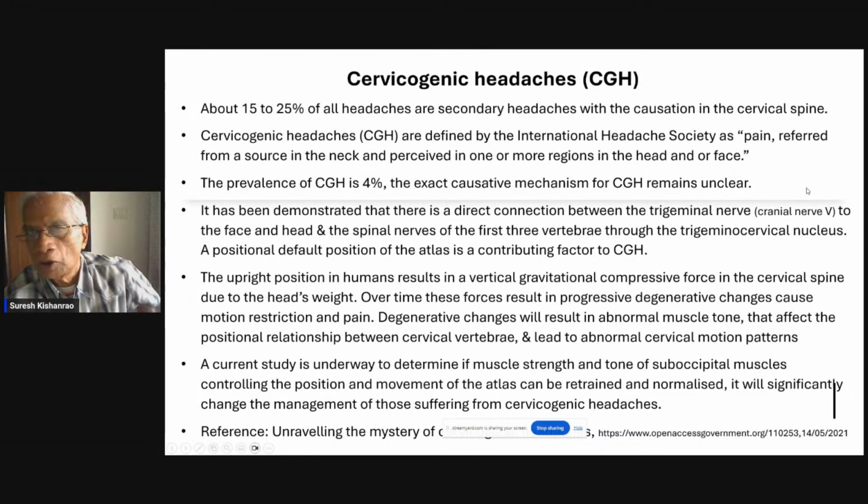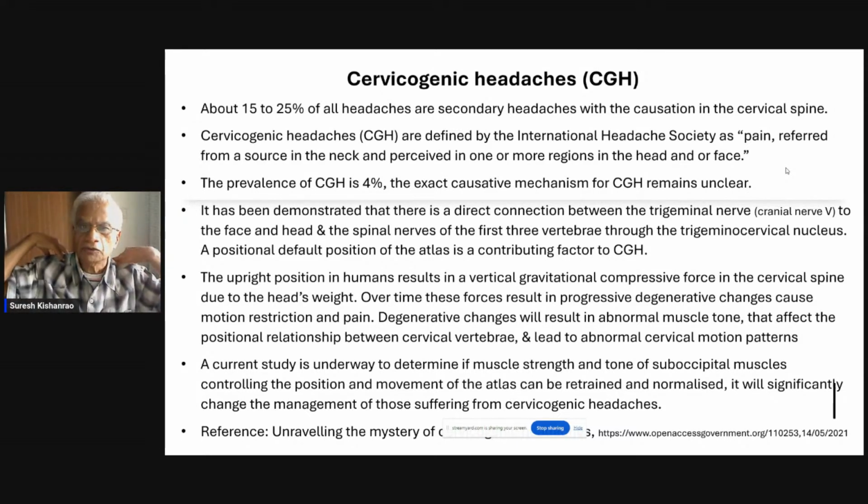There is another common type of headache which we call cervicogenic headache, which is basically because of a cervical spine level problem. Nearly 15 to 25% of the secondary headaches are related to the cervical spine. Here pain is referred from the neck and perceived in one or more regions in the head. So it always starts from the neck and goes upwards. About 4% of the total headaches are of this origin, that is, coming up from the cervical spine region.